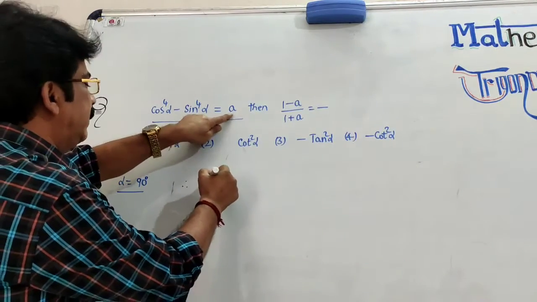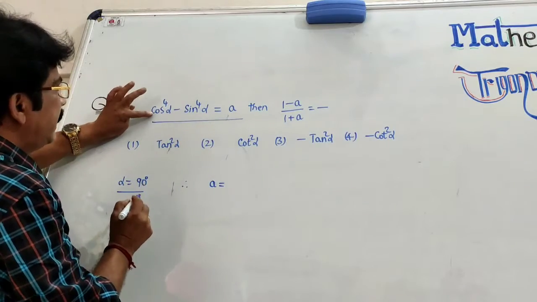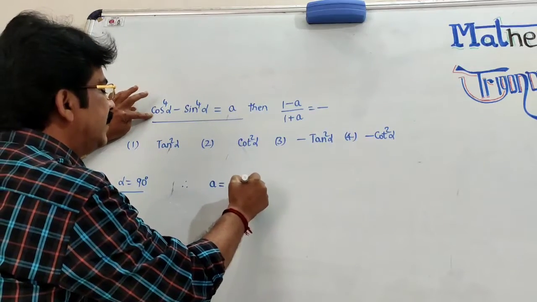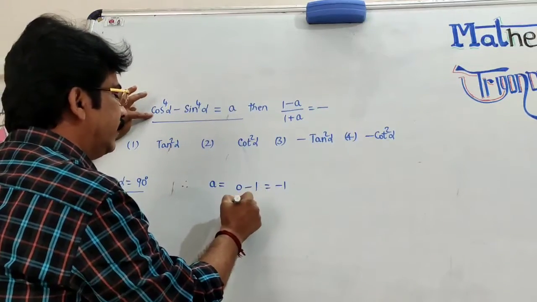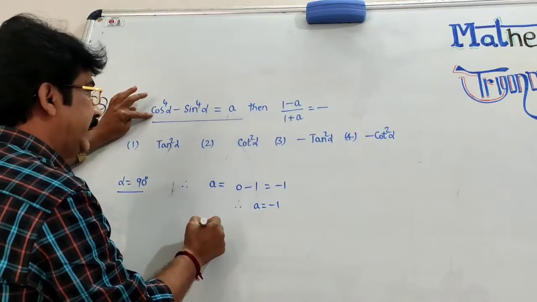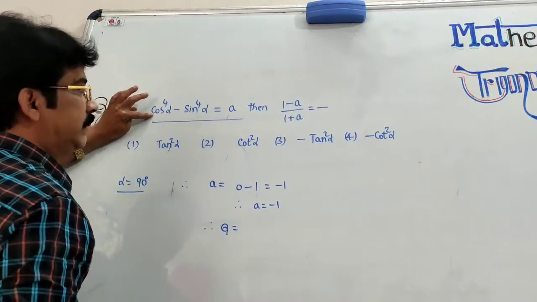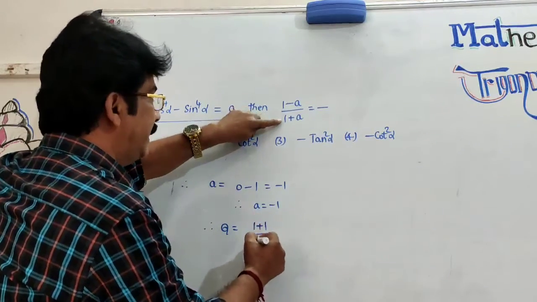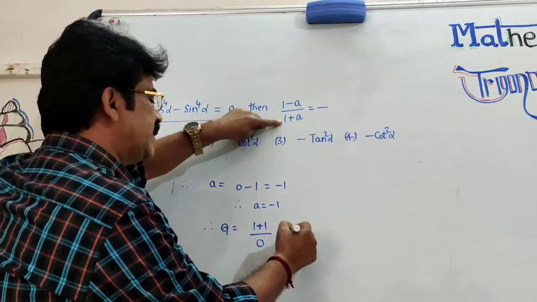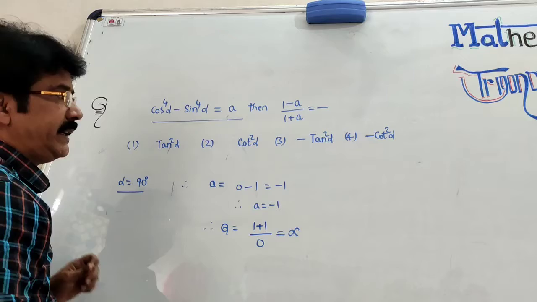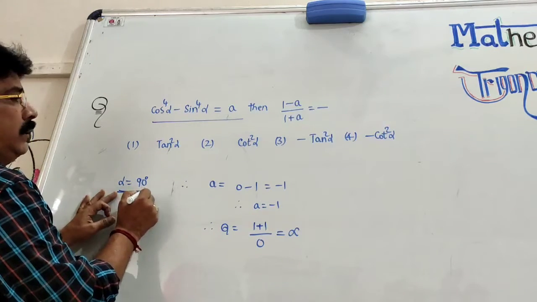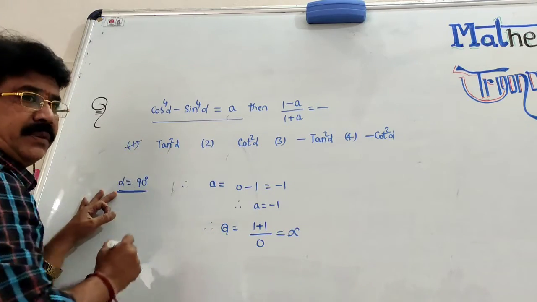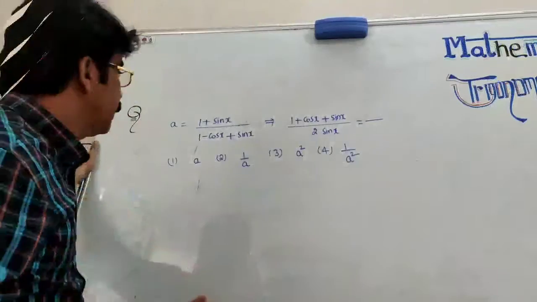Therefore, small a is equal to, for alpha 90, cos 90 is 0. 0 to the power of 4 is 0, minus 1, that is equal to minus 1. Therefore, the a value is minus 1. Therefore, the question is 1 minus a value, how much? 1 plus 1 divided by 1 minus 1, that is 0. Divided by 0 means it is infinity. So by putting alpha equal to 90 degrees, which option gives infinity? Only the first option. Hence the answer. This is the shortcut. Next question.